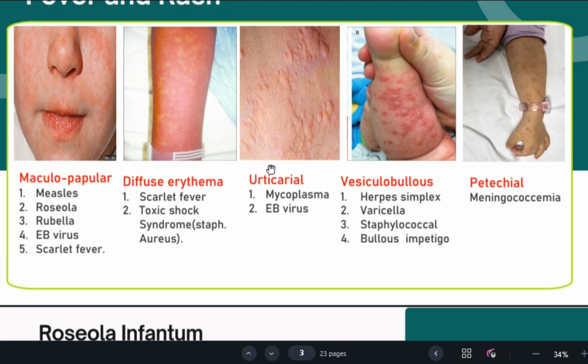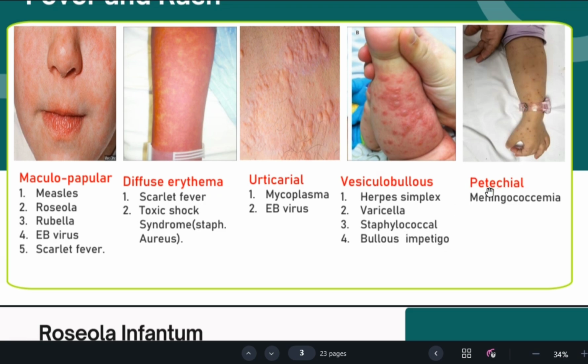Third type of rash is urticarial rash, which appears as elevated lesions that seem to be edematous. We see this type of rash in mycoplasma infection and Epstein-Barr virus infection. Fourth type of rash is vesiculobullous rash, which is a cystic skin lesion filled with fluid. This appears in herpes simplex virus infection, varicella infection, which is chickenpox, and staphylococcal infection, bullous impetigo.